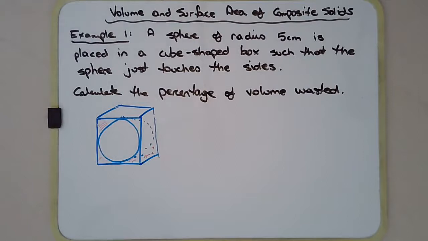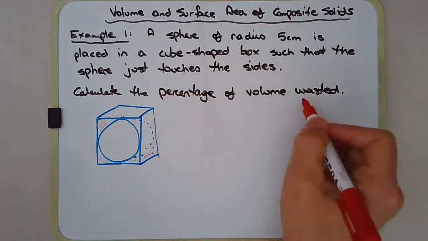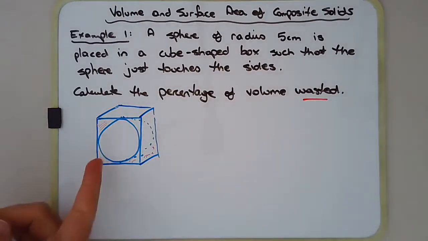There are two things that we're going to need. We're going to need the volume of the cube and the volume of the sphere, and the percentage is going to be the volume of the sphere over the volume of the box. So we need to start thinking about a strategy here. We want the percentage wasted, not the percentage taken up, so just be mindful of that too.